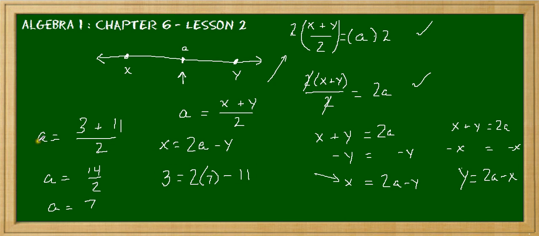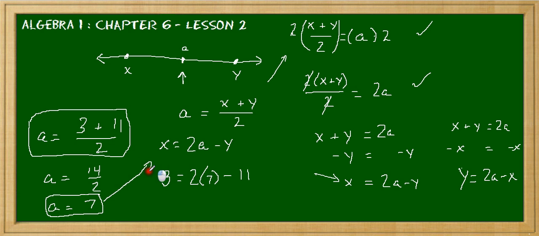So we used this formula first to solve. We knew what x and y were, so we put in 3 and 11, and our answer was 7. So a is equal to 7. Now we're just checking that answer by plugging it into this formula that we had all the way down here, and bringing it back up here. And what are we going to get? 3 is equal to 14 minus 11, and yes, 14 minus 11 is 3. So it is correct. We are checking that.